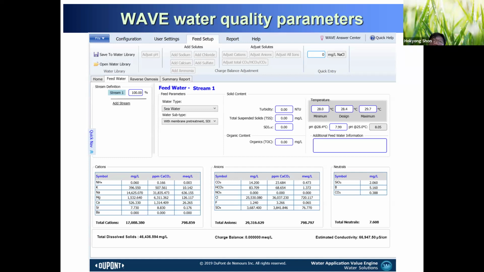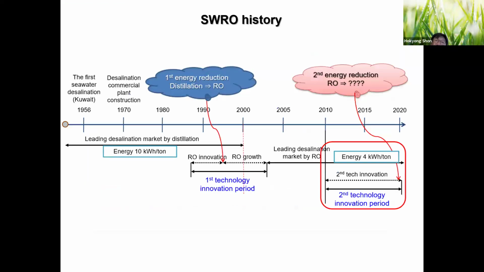We will try this one tomorrow. Water quality is very important, which means if you don't know the water quality information, you cannot design the seawater desalination plant. So that's where we have to go, and this is the arrow.